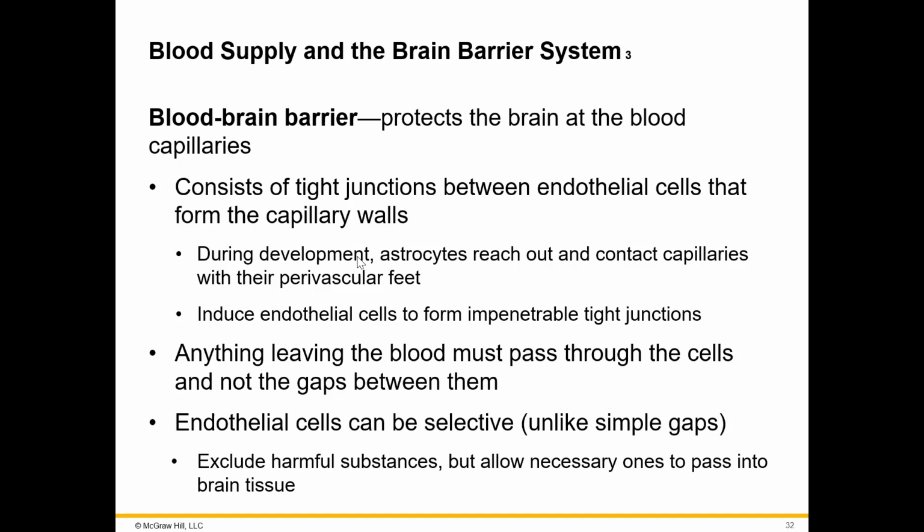During development, the astrocytes reach out and contact the capillaries with their perivascular feet. They induce endothelial cells to form impenetrable tight junctions. So anything leaving the blood must pass through the cells and not the gaps between them. The endothelial cells can be selective, unlike simple gaps, and they exclude harmful substances but allow necessary ones to pass into the brain tissue.